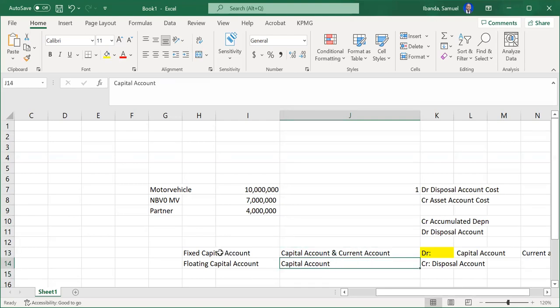Now, in a case where this partner is not leaving the business and such a transaction happens, because it can happen, then instead of debiting your capital account, in case you're running a fixed capital account, you don't debit the capital account, but you rather debit the current account.